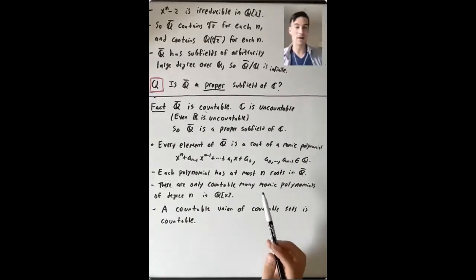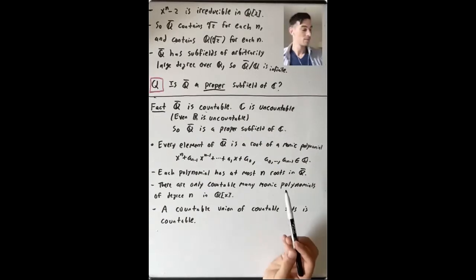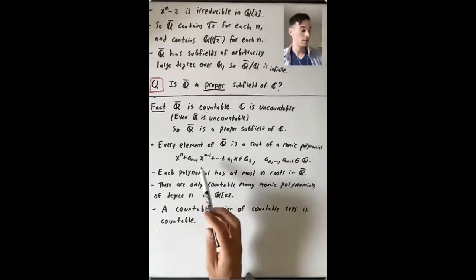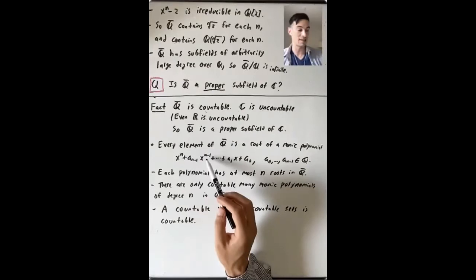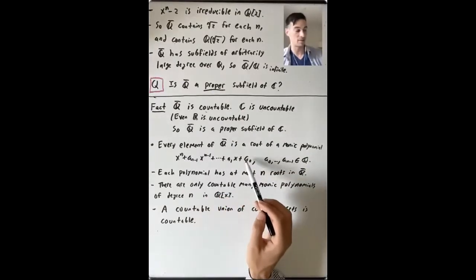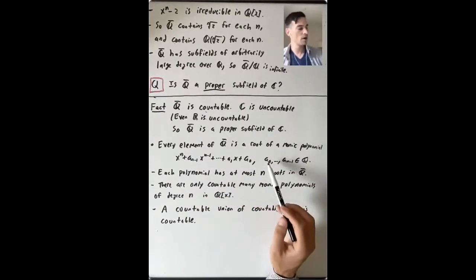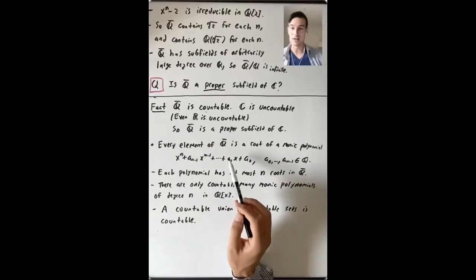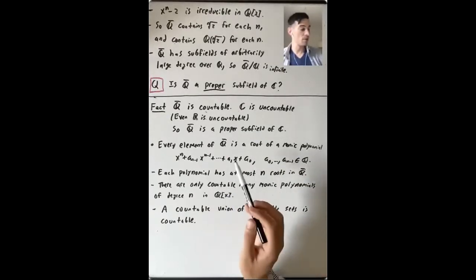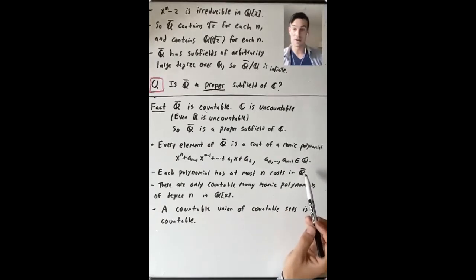Okay, so what do elements of Q bar look like? Every element of Q bar is the root of a monic polynomial in Q[x]. So what does that look like? It's x^n + a_{n-1}x^{n-1} + ... + a_1x + a_0, where a_0 up through a_{n-1} are in Q. And if we have one polynomial, it has at most n roots. So that gives at most n elements in Q bar.